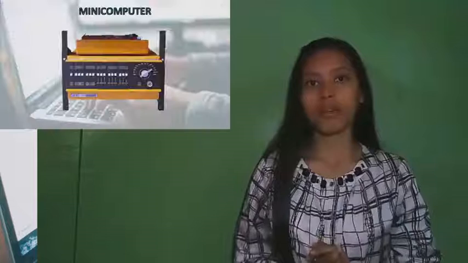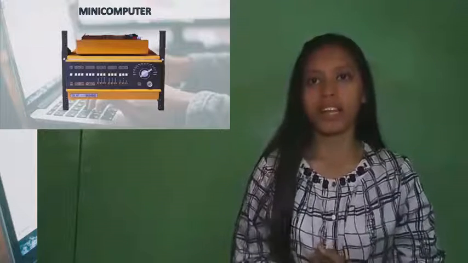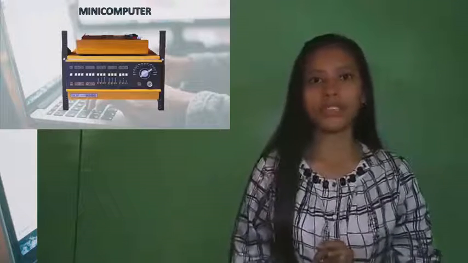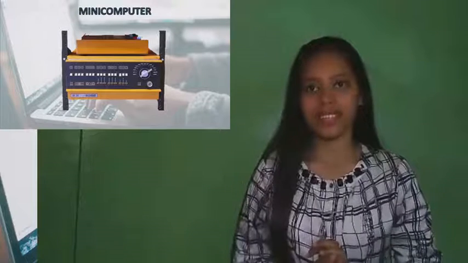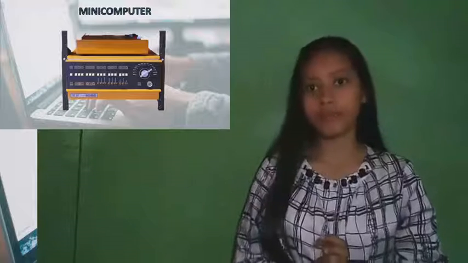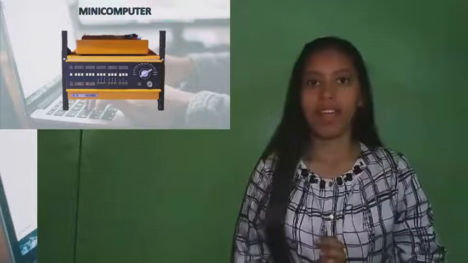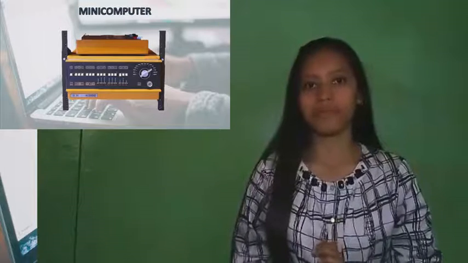Third is a mini computer. This is known as mid-range computer. It features all the functions of a large-size computer, but has a smaller size. Mini computer can support many users because of its multi-processing system. Example of this is the Key 202 and IBM mid-range computer.